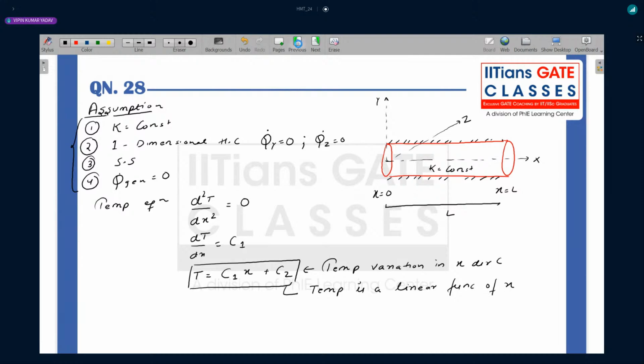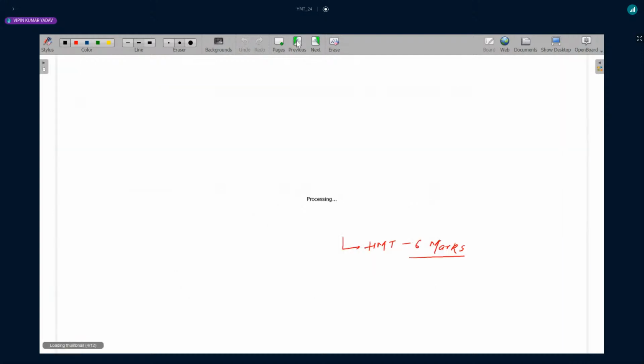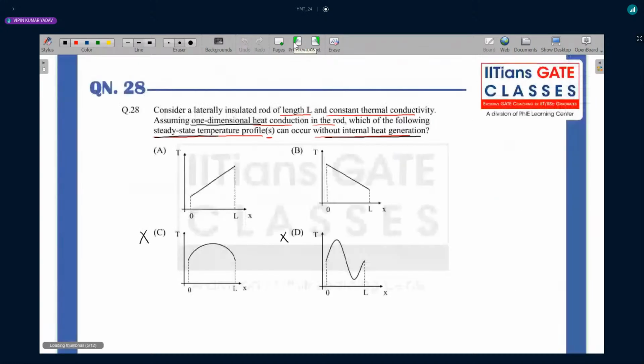So if I see the options, options C and D, you can anyway neglect. The temperature is varying linearly. Now let us say that at x is equal to 0, temperature is equal to T1, and at x is equal to L, temperature is equal to T2. Now there are two variations that can happen.